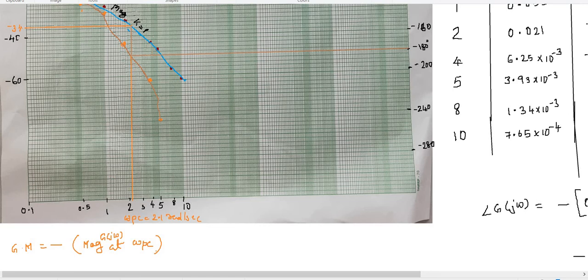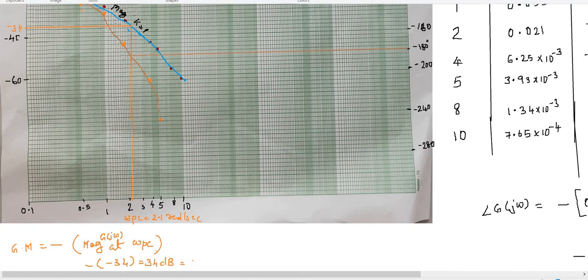So at omega pc, what is the magnitude when k is equal to 1? Here you can see that the magnitude is minus 34. So the gain margin is minus of minus 34, that is 34 dB. The gain margin now is 34 dB. This is the gain margin when k is equal to 1.